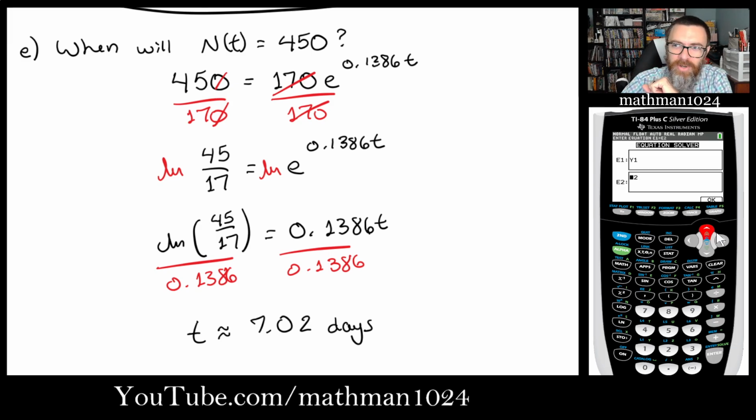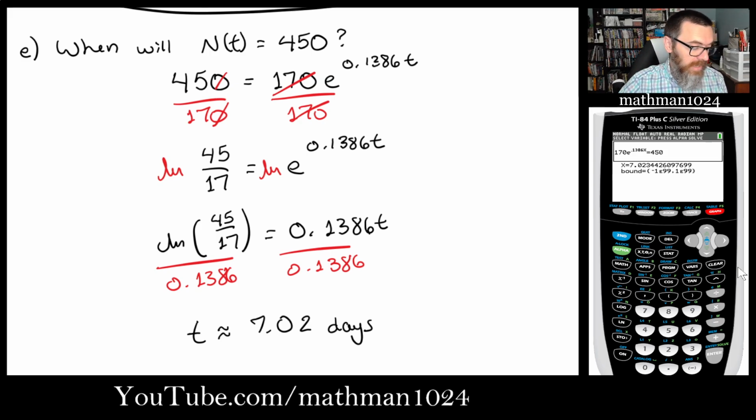Let me come back up here and let's do it the right way. Thought I knew what I was doing, but clearly I don't. All right, so we want this to be equal to 450. And we wanted this one to be 170 e to the 0.1386. And there's our solution. Yeah, again, 7.02. All right, so a lot of different ways we have of solving this. So kind of pick your poison if you get to use the graphing calculator.